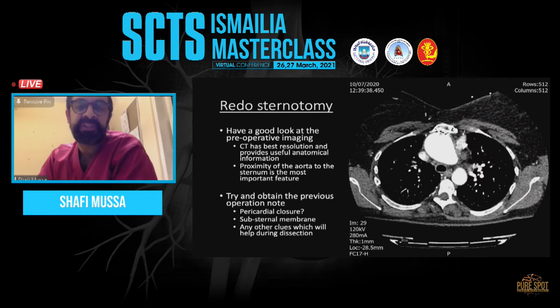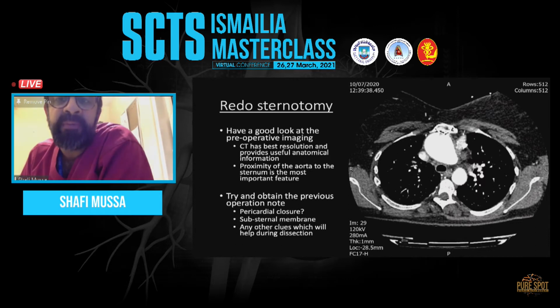The difference between CT and MRI is that MRI can be presented to you in all sorts of non-anatomical planes. So therefore CT, in a way, has better reference points for the surgeon to understand the anatomy in detail. And to my mind, when I'm approaching a complex redo, I think the proximity of the aorta to the sternum is the most important feature.